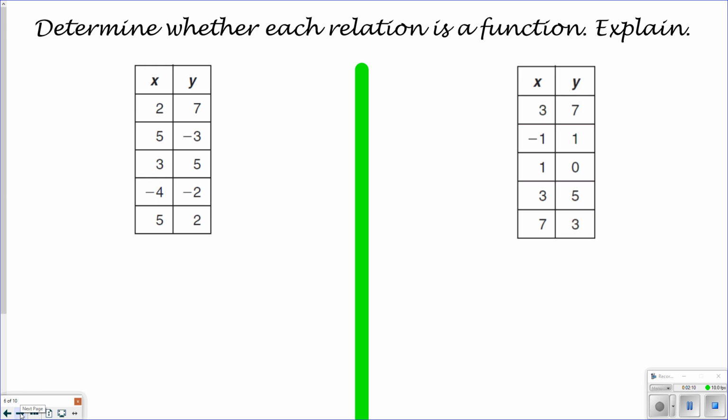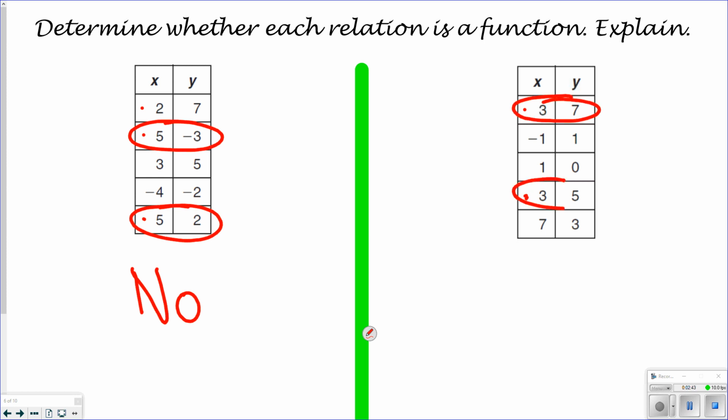Here we have another example, just a differently represented way. So I have 2 is going to 7. I have no other 2's. I have 5 is going to -3, but if I look, I also have 5 going to 2. This is not allowed, so we would say, no, this is not a function. Our next example, I have 3 is going to 7. I also have 3 is going to 5. This is not allowed, so we would say, no, this is not a function.